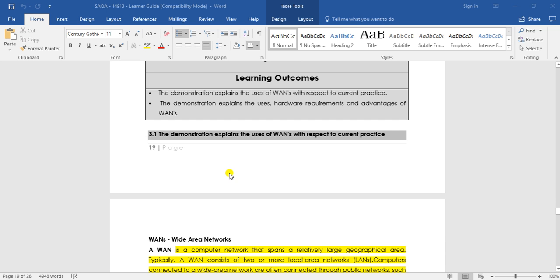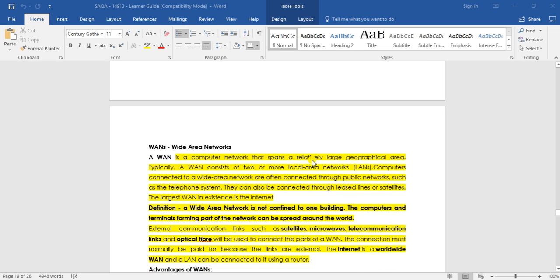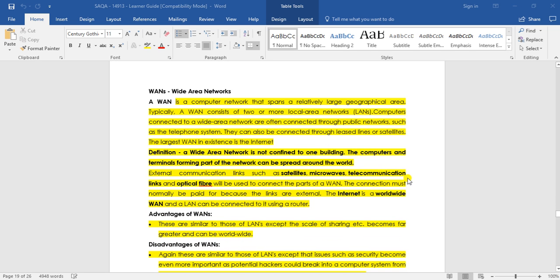The demonstration explains the uses of WANs with respect to current practice. WAN is a wide area network. A WAN is a computer network that spans a relatively large geographical area. Typically, a WAN consists of two or more local area networks. Computers connected to a wide area network are often connected through a public network such as telephone systems. They can also be connected through leased lines or satellites.